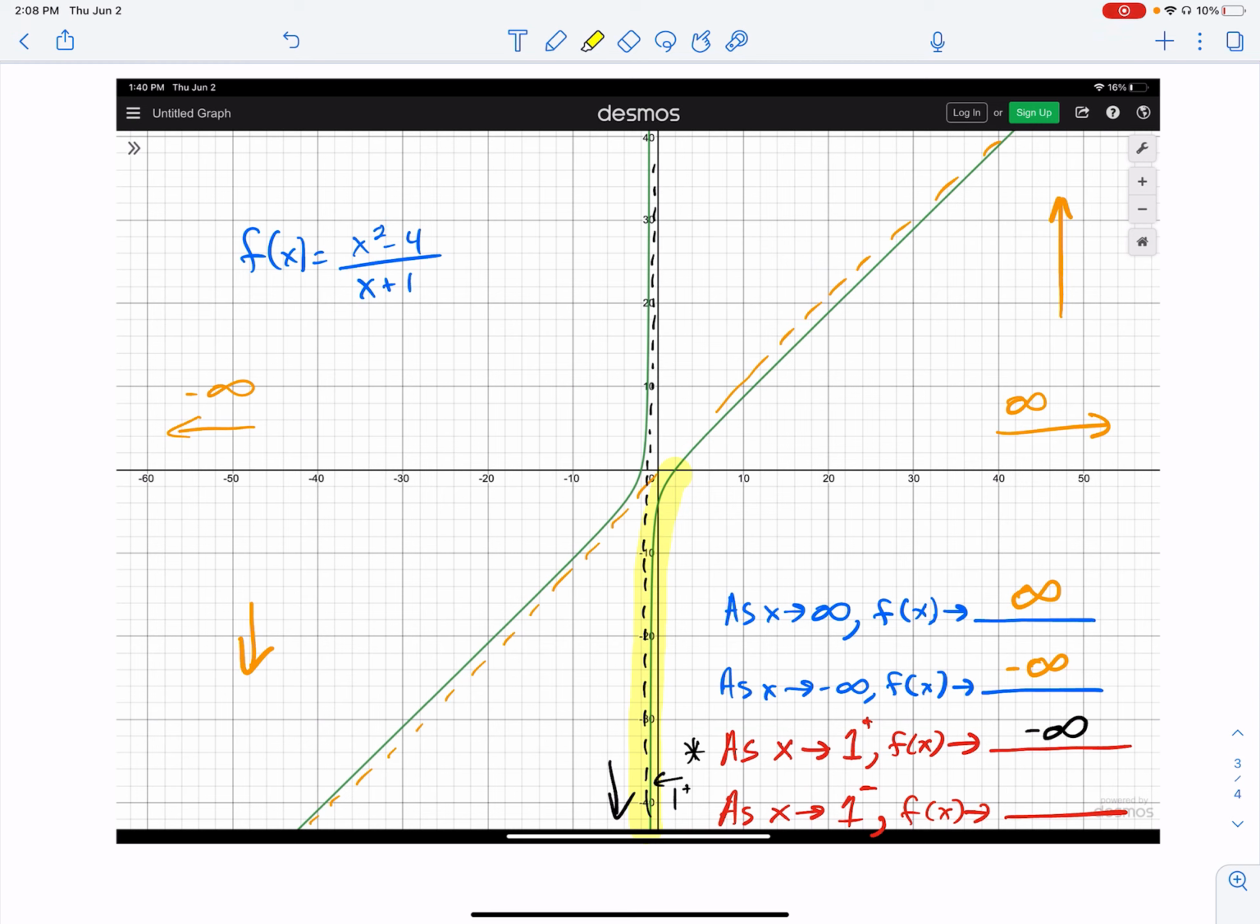This last blank is saying, well, what's happening as we go to 1 from the left-hand side, or the one with the little negative? Well, as we approach 1 from the left-hand side, that graph is going up, up, up. It's going to positive infinity. So we'd say here as x goes to 1 from the negative side or from the left, f of x goes to positive infinity.